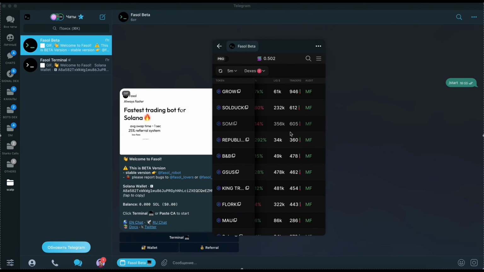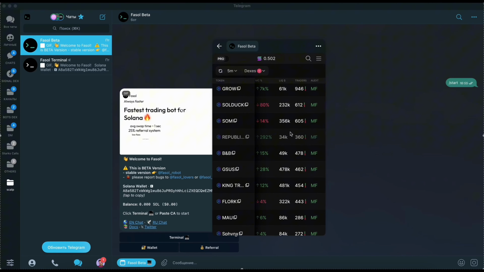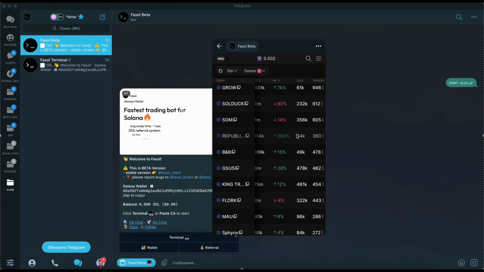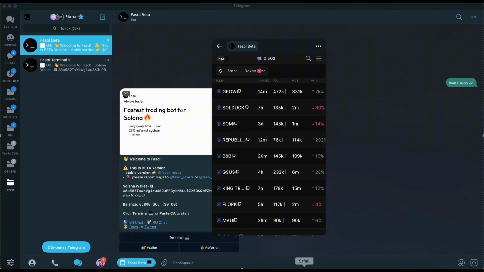There are also metrics on the number of traders and what kind of liquidity. There is an audit of the token, that is, how secure it is. If the token is listed immediately on Raydium, you need to check its audit: whether it has a mintable function, whether the freeze authority is on or off, and so on. I think you already know these parameters.